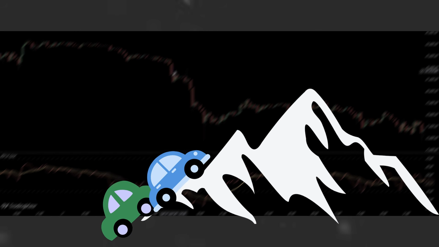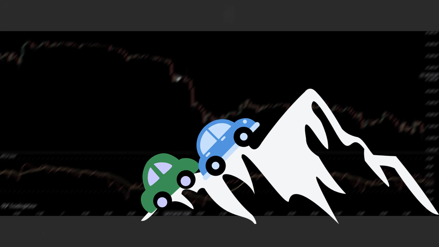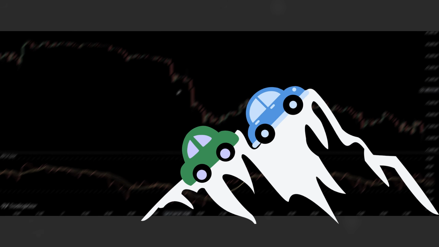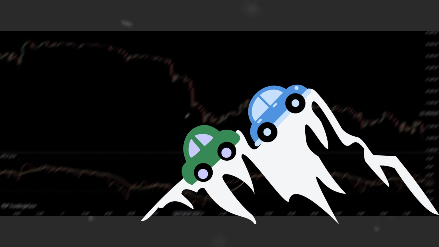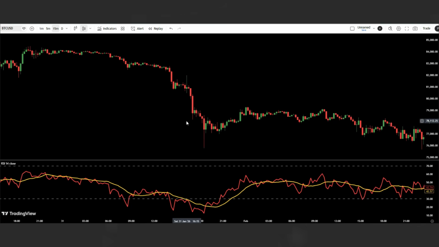Here, two cars driving up a steep hill. The blue car is moving faster and stronger than the green car. This is momentum. It shows which one has more power. Now look at your chart.